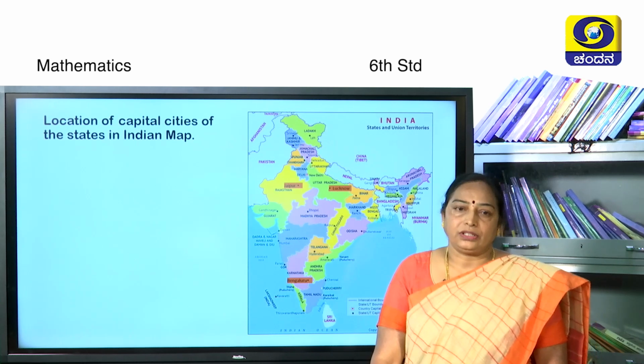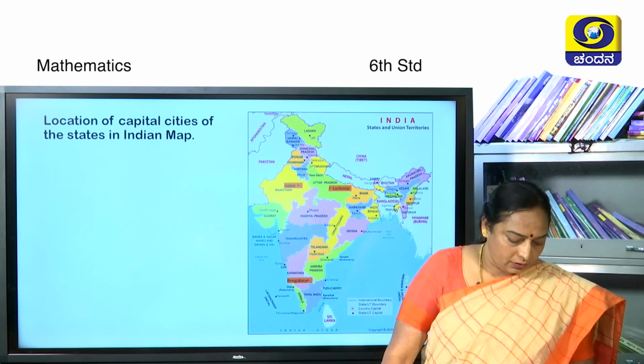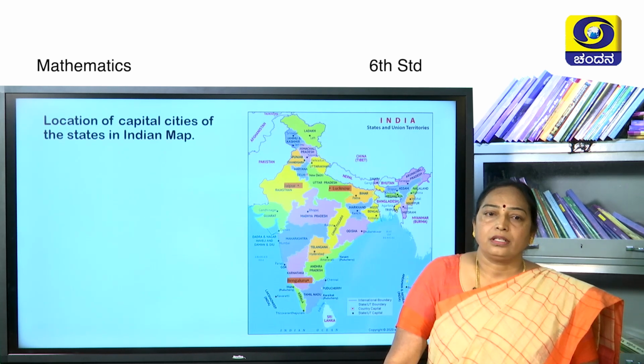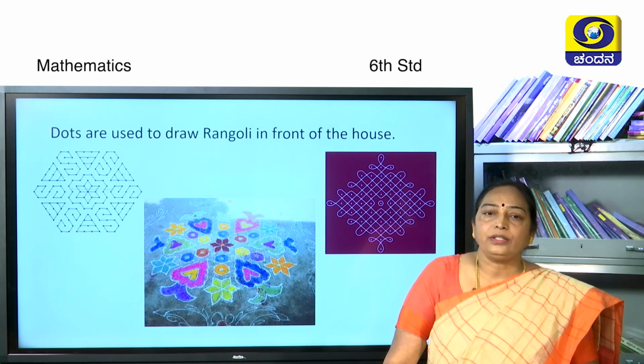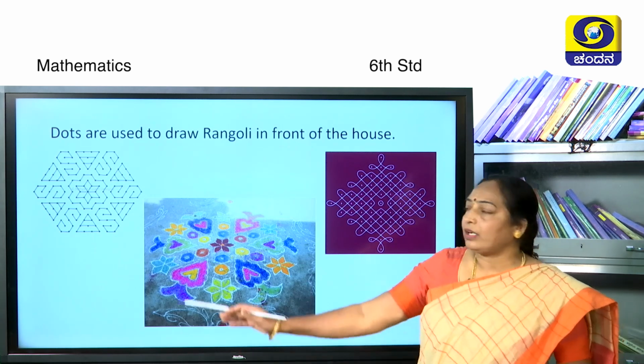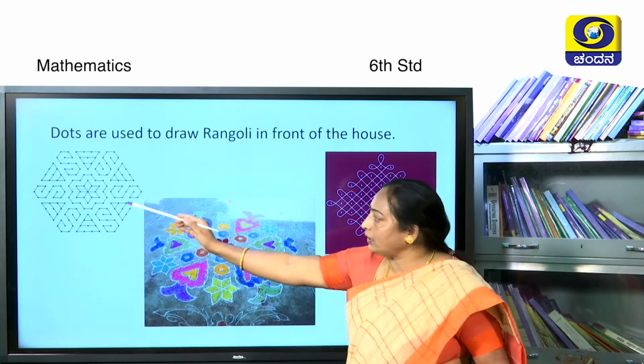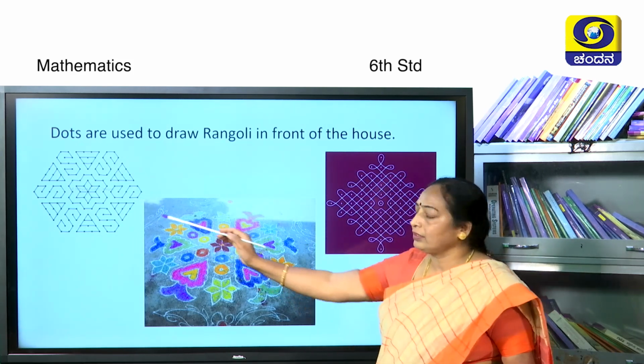Here this point shows Jaipur, the capital of Rajasthan. Let us see one more situation. Children, you are very fond of art, that is Rangoli art. Dots are used to draw Rangoli in front of houses. So many dots are here. The Rangoli formed by dots. Look here.